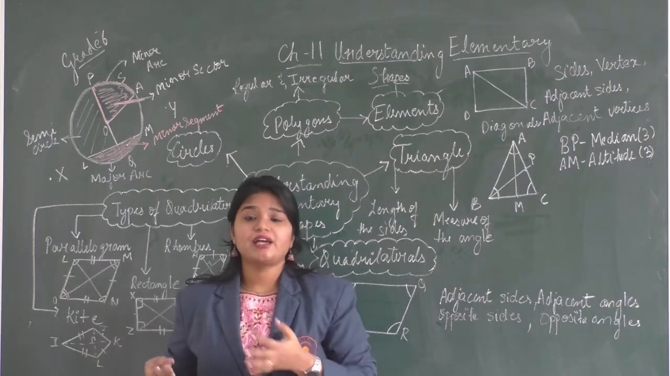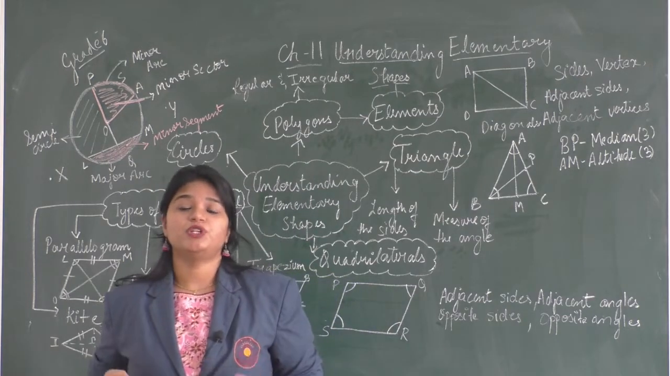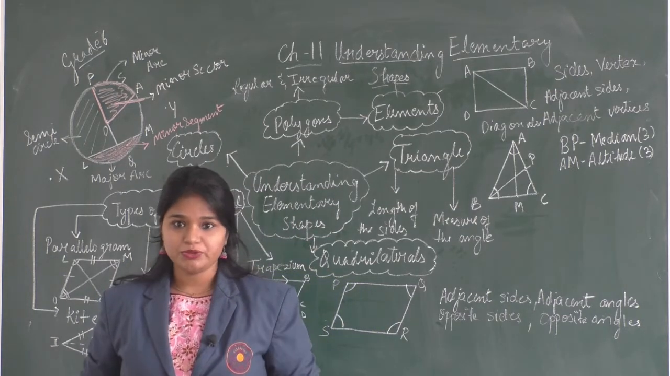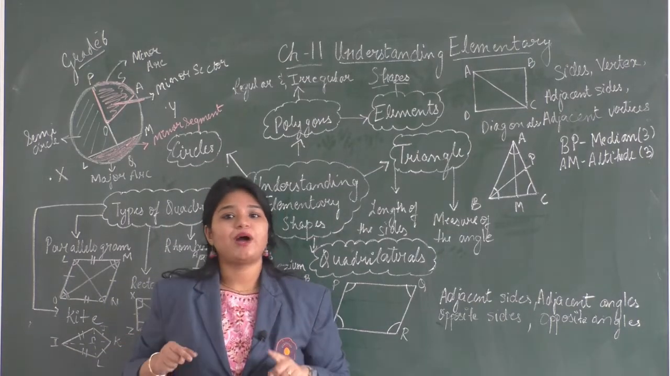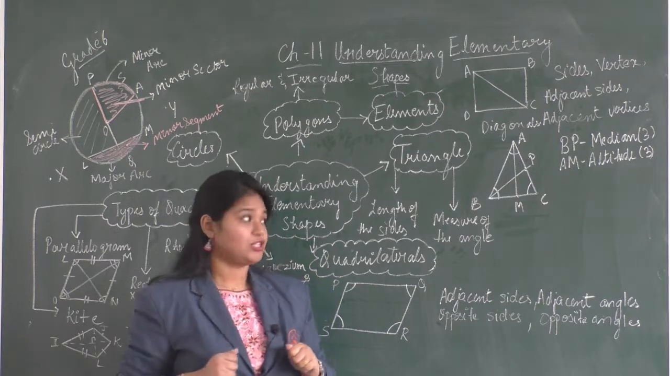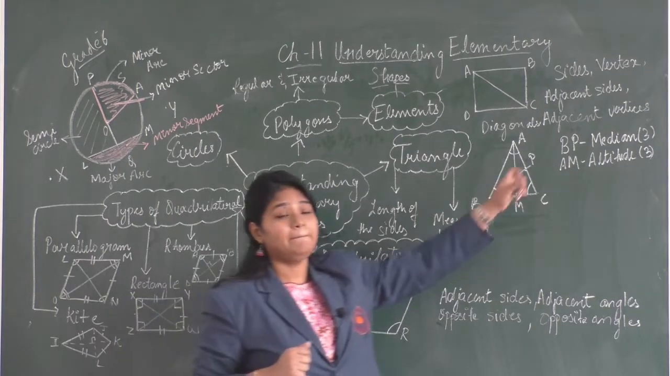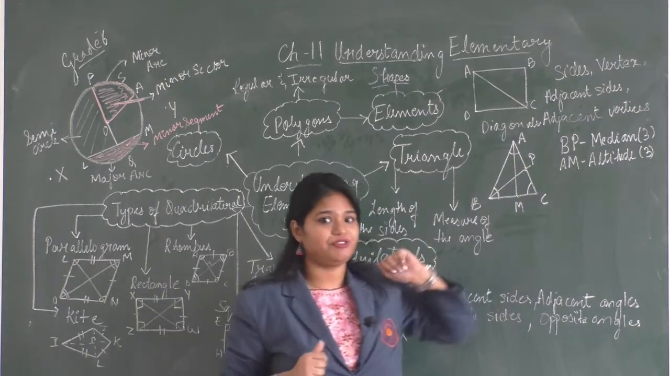What is an obtuse angle triangle? A triangle in which any one angle is an obtuse angle is called an obtuse angle triangle, and the rest 2 angles will be acute angles. We learned about the median of a triangle and the altitude of a triangle.